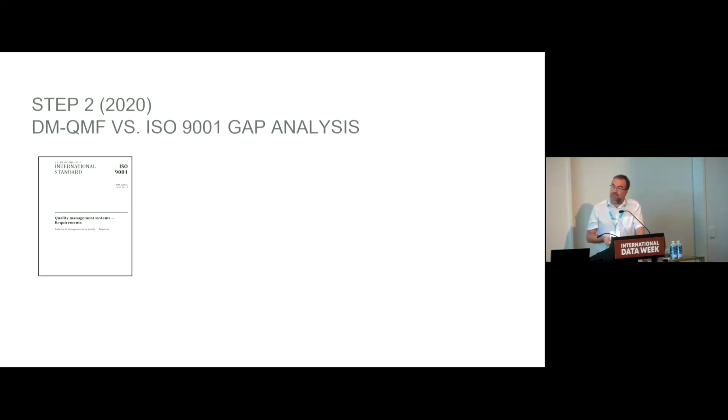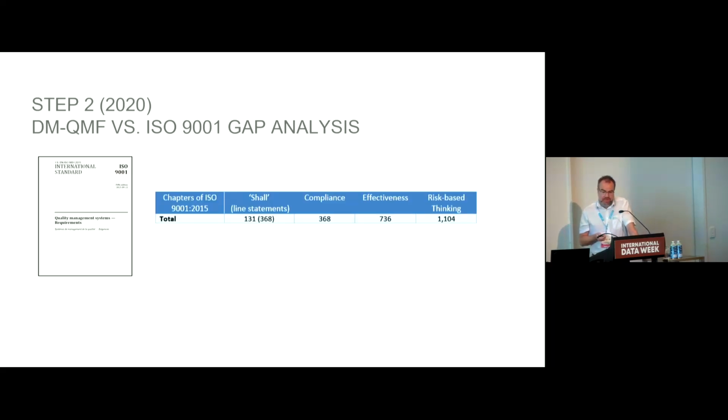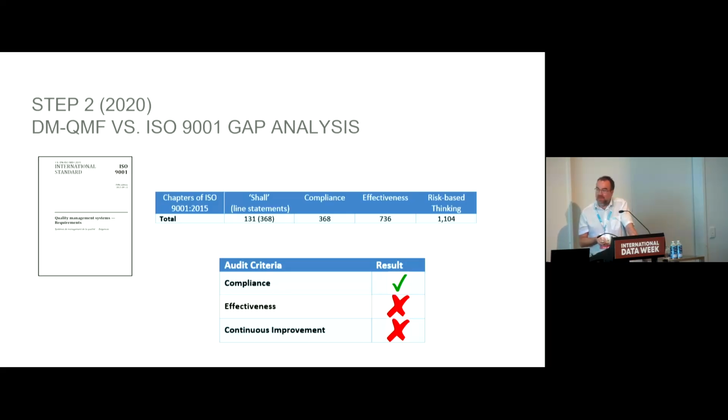So the next step was 2020. So we thought, actually, we've got this data management quality management framework. It's aligned with ISO 9001. Why don't we see, is it possible for us to actually get certified to ISO 9001? So we did a gap analysis, looked through the standards, looked at all the definitions about things you should do, and then we came to the conclusion that we were good on the compliance, in the sense our manual was up to date, but we weren't very good at showing the evidence for effectiveness and continuous improvement.